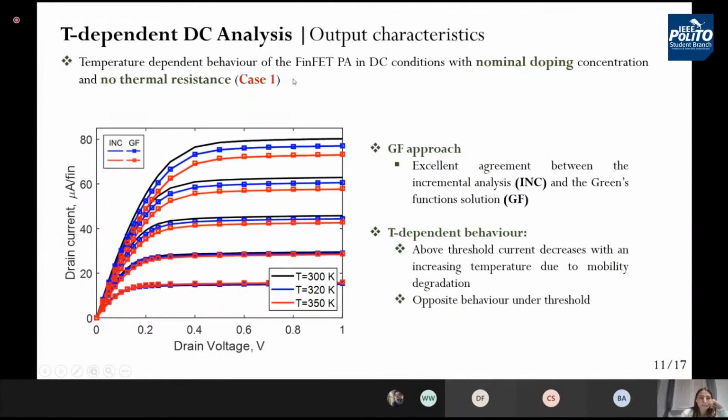This is the first result in DC condition with just a temperature variation. We see that the output characteristics show an excellent agreement between the Green's function solution and the reference solution. The reference solution is the one obtained through the incremental approach. And we can notice how the current is decreased due to the temperature increase above the threshold.